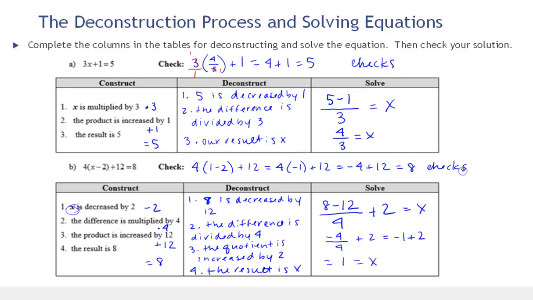Okay. And let's just take a moment to see how this progressed. Okay. So notice when we put 1 in, we decreased it by 2. So there's the 1 minus 2 to get negative 1. We took our difference, multiplied by 4. Okay, that gave us negative 4. We took the product of negative 4 and added 12. That gave us 8. And that was our result. Okay, so by taking the construction equation and deconstructing it using the reverse process, we got the solution for x that makes the equation true. Okay, let's look at the next one.